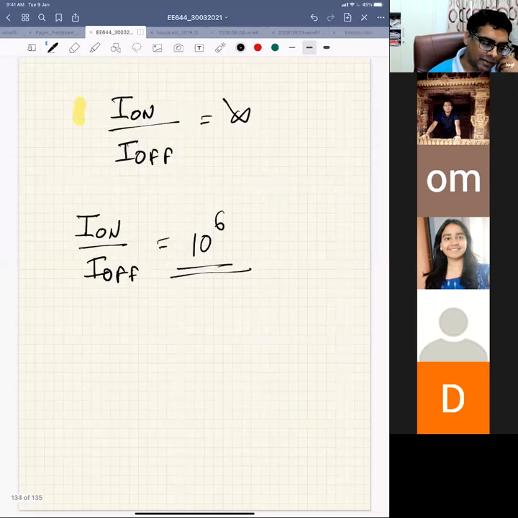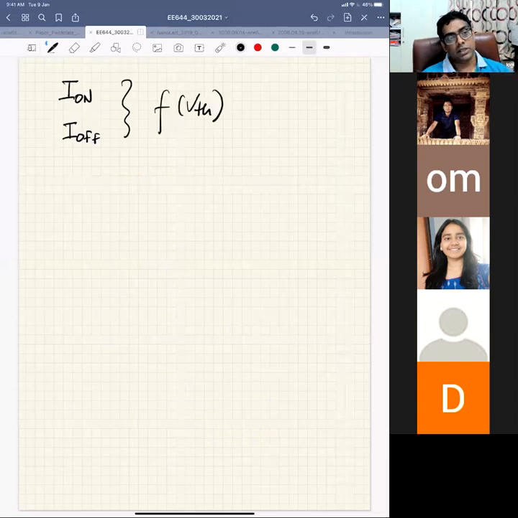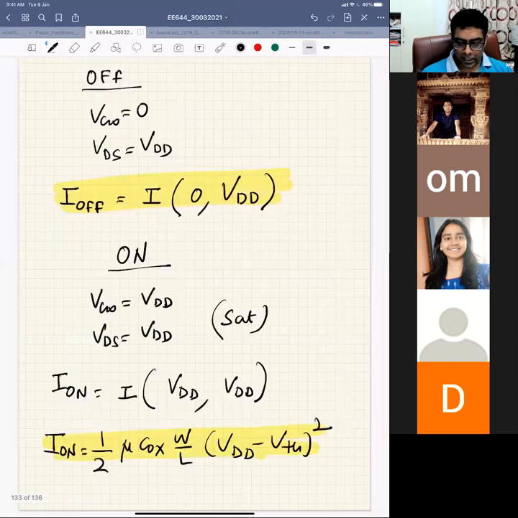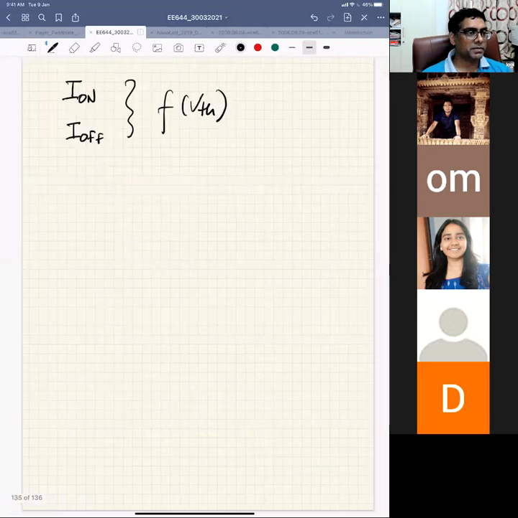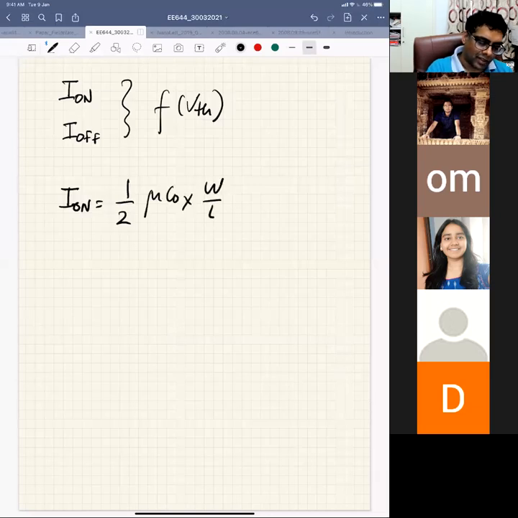Both of these currents are functions of threshold voltage. Because we have not gone to the off current equation, I will not go there. But if you look at the on current, it is a function of threshold voltage VTH. So we have different devices. Basically, let me write down (VDD minus VTH) squared.